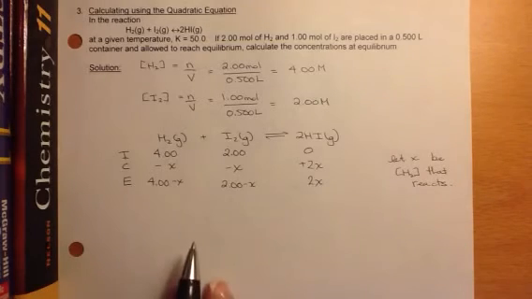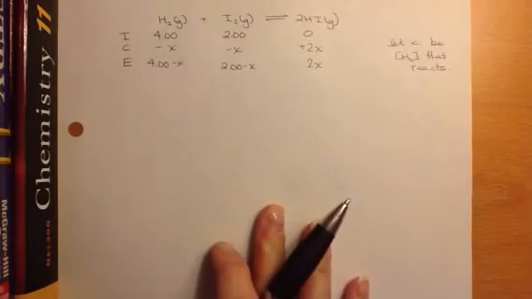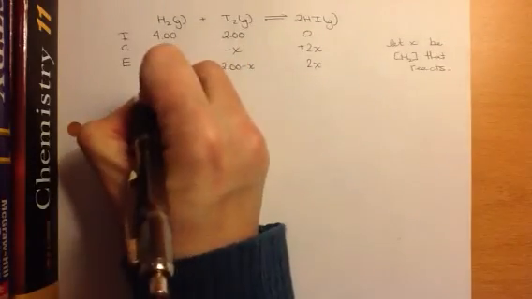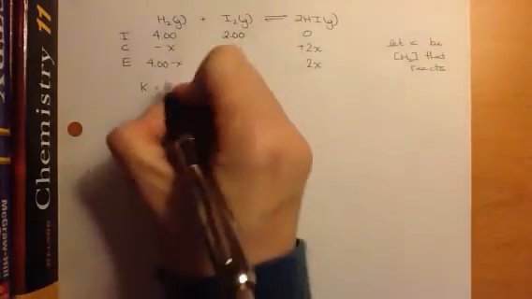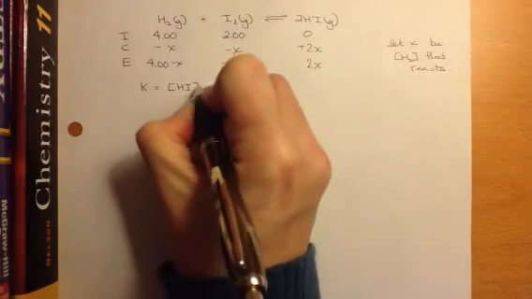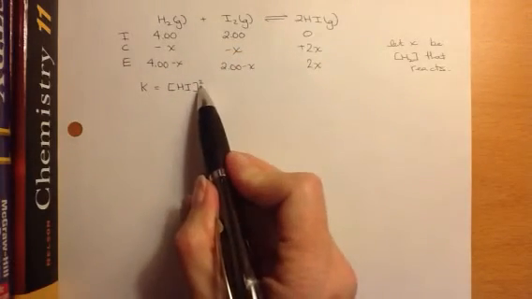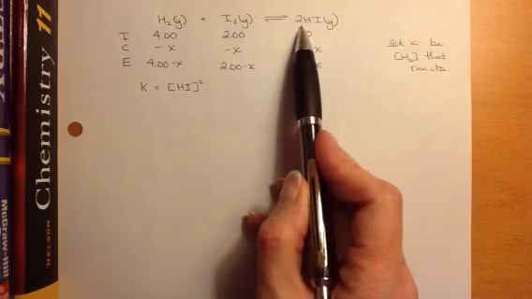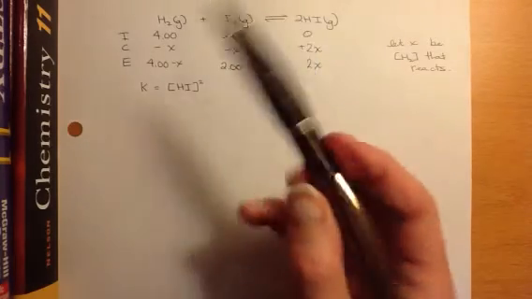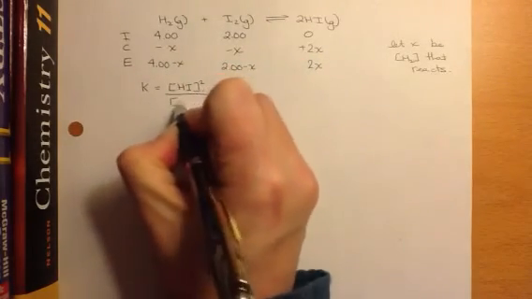Now let's plug this into our K expression. So we are going to have our product, hydrogen iodide. Remember, we are going to square it because of the coefficient of 2 here, over our reactant.